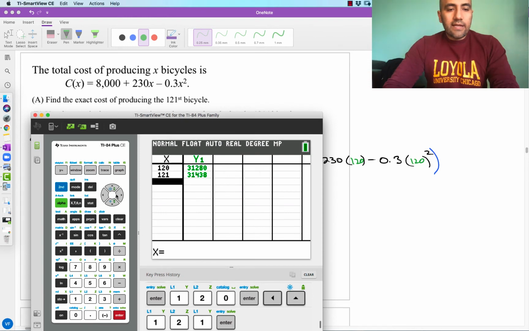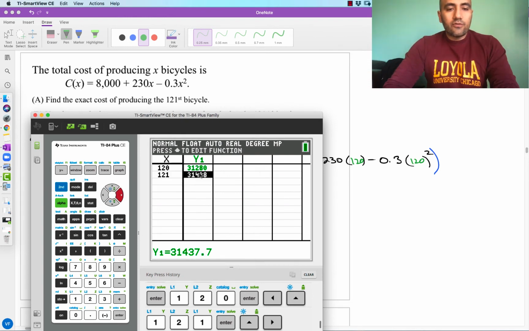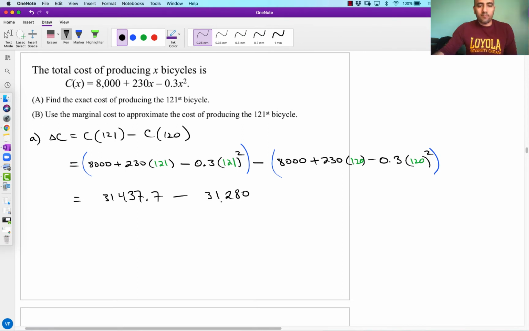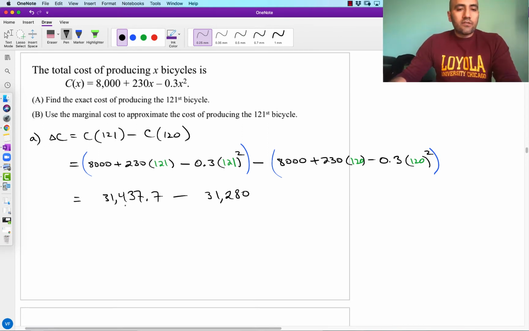Okay, if we want the exact answers, we've got to use our arrows to go over and highlight them. And there we go. So $31,437.70 minus 31,280. So it'd be 157.70. Okay, so that's the answer to part A.